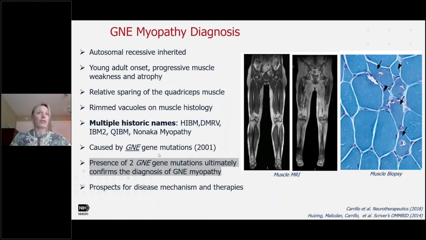The disease is caused by mutations in GNE, established in 2001. And the ultimate diagnosis for GNE myopathy is the presence of 2 mutations in the GNE gene. That ultimately confirms the diagnosis. This is important, and I'll get back to this later. The fact that the GNE gene was found as a cause of this disease opened prospects to identify disease mechanism and to work on possible therapies.